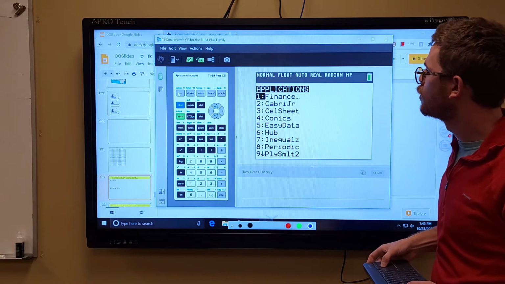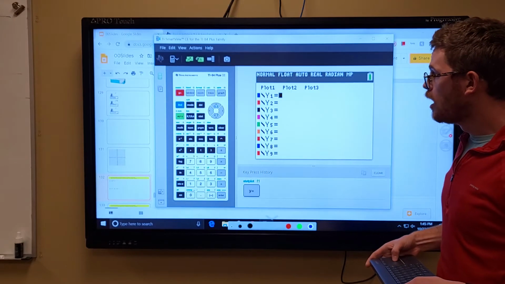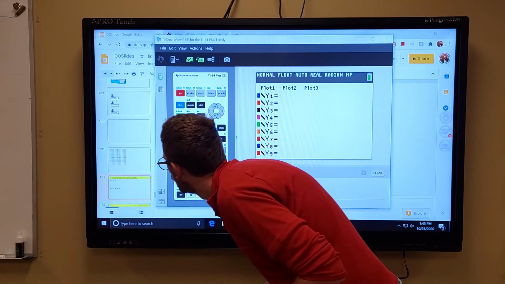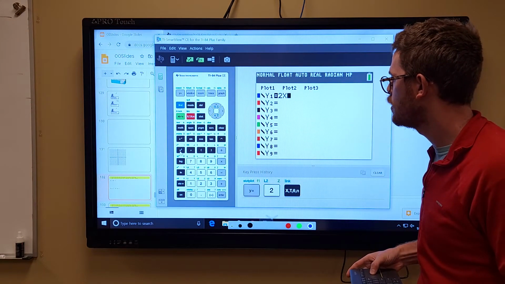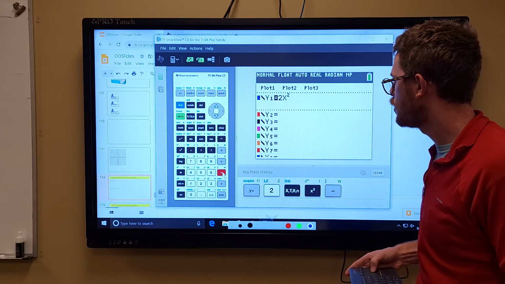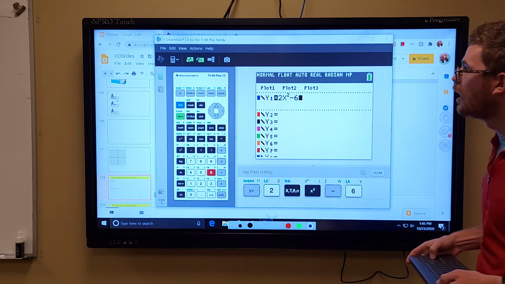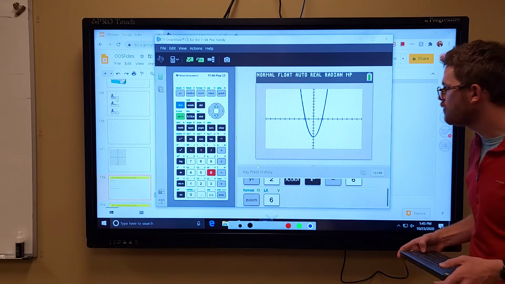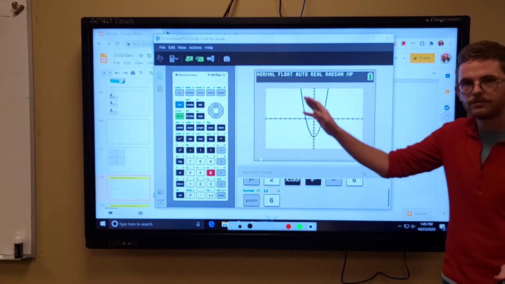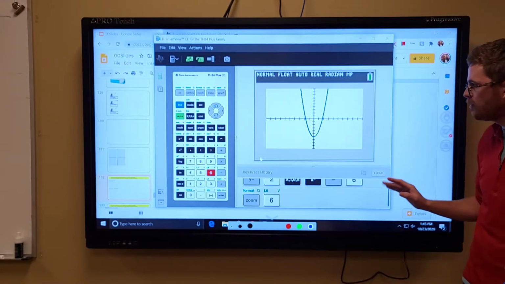All right, let's graph this. Oh dear, what was our function? 2x squared minus 6. Looking at that original function, I will just graph this right here on the Zoom 6 standard graph.